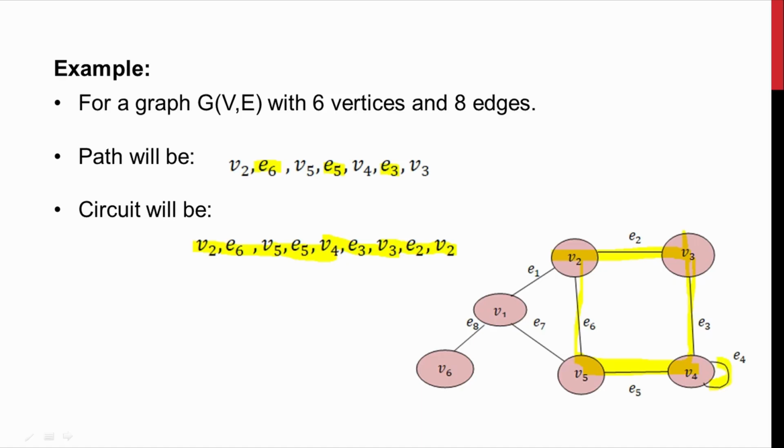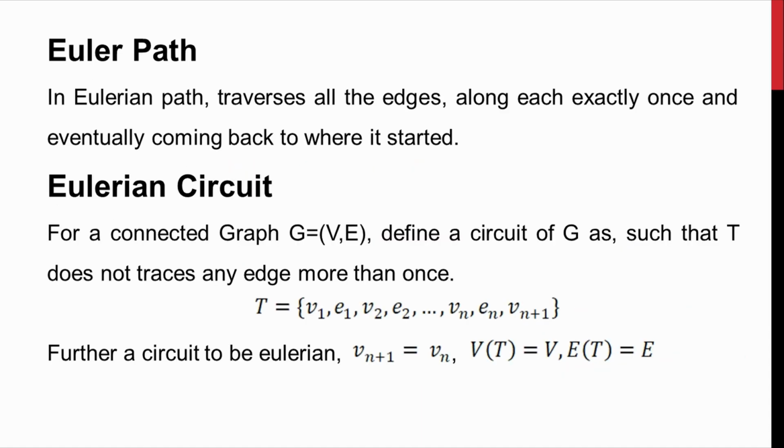Here in this example we see the edge E4. E4 is a loop, a special type of edge that connects a vertex to itself. So next is Euler path and Euler circuit.